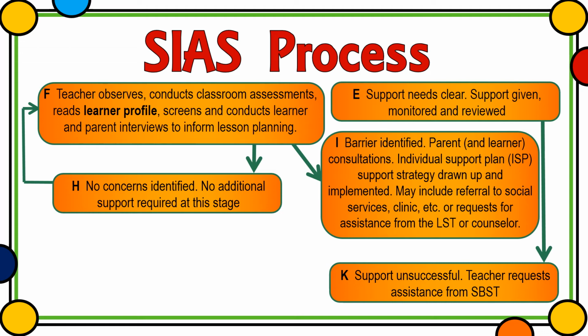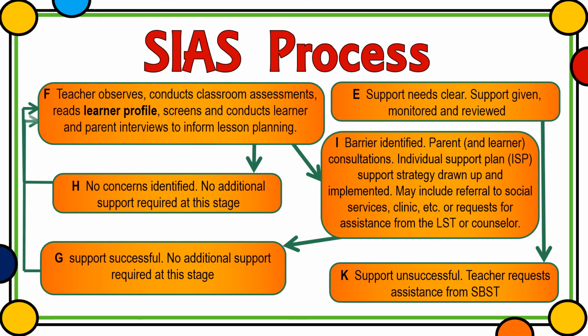If, while we're observing the learner and conducting classroom assessments, we find other barriers to learning are identified, then once again we contact the parent, we adjust the individual support plan, and we refer the learner for further testing. If all of these adjustments and interventions were successful, then we continue with teacher observation, classroom assessments, etc.